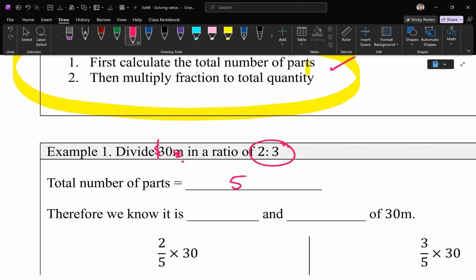Now, person A will get, what's the fraction? 2 out of 5. Very good, because it's out of 5 parts. They're getting 2 out of 5. And person B is getting 3 out of 5. Now, if you want to know, out of the $30, person A is going to get 2/5 of $30. And person B is getting 3/5 of $30. Again, type that in your calculator and you'll be able to figure out how much it should be per one.